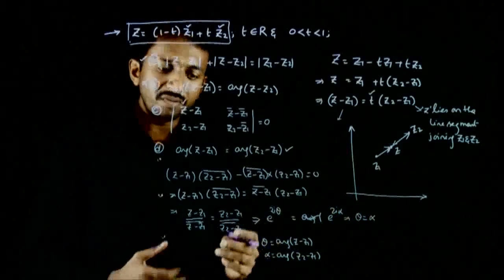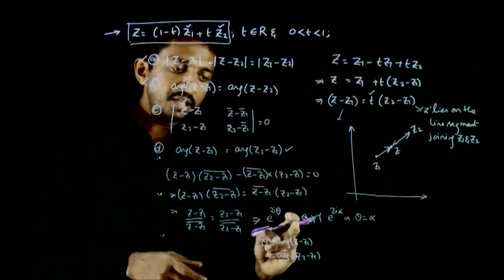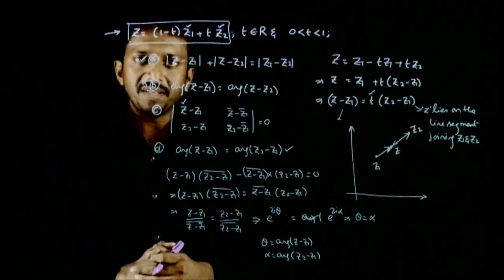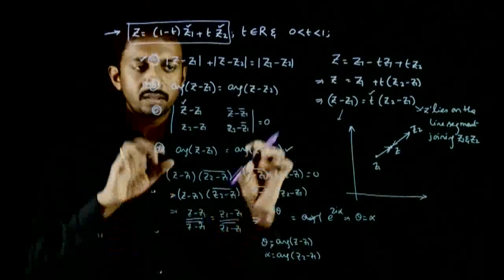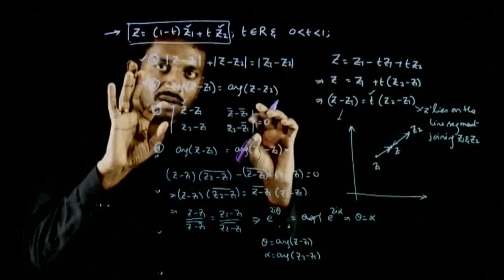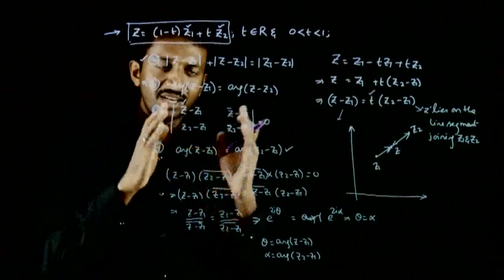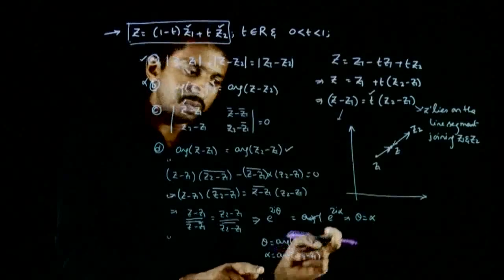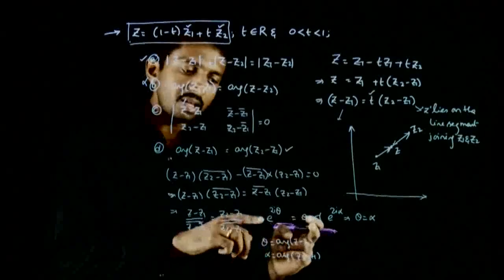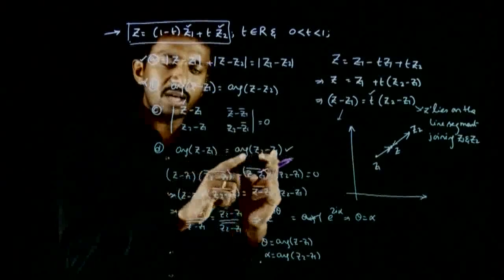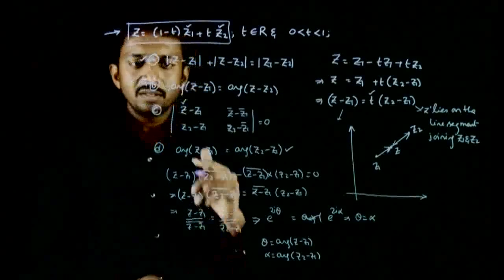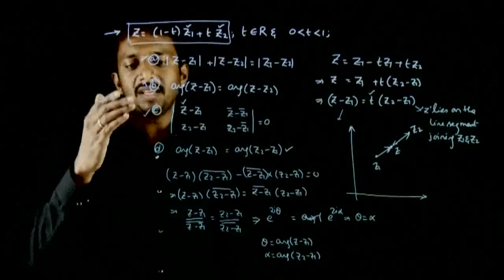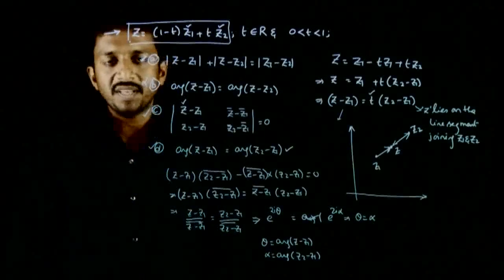So what is the meaning of this equation? The argument of z minus z1 is the same as the argument of z2 minus z1. The meaning of this determinant being equal to 0 is the same as the fourth option: theta equal to alpha means argument of z minus z1 equals argument of z2 minus z1. So option C is also right. So A, C, D, all three options are right.